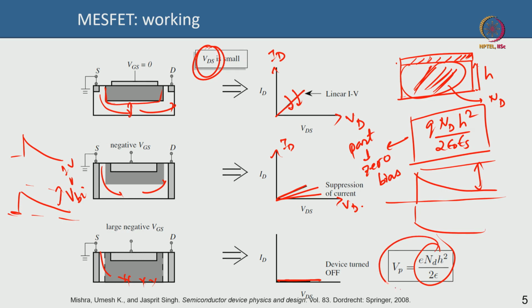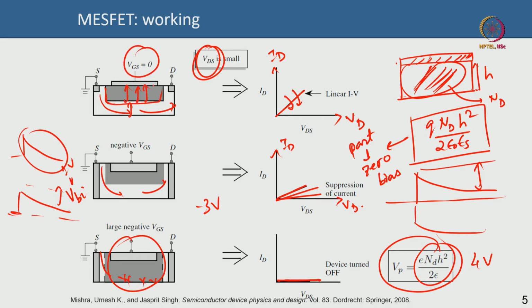Now, suppose you need to drop 4 volt to completely deplete this channel, which means your gate should go to minus 3 volt. Why? Because at 0 volt on the gate you are already having 1 volt drop on the channel. You see, this is your 0. So, there is already some depletion. That depletion is sustaining a built in voltage of 1 volt. That means for the rest of the channel, to deplete that you need to apply minus 3 volt on the gate, okay, negative 3 volt on the gate. So, that entire thing will be depleted. This is assuming the entire region takes 4 volt to deplete. Okay. So, I hope that is clear.